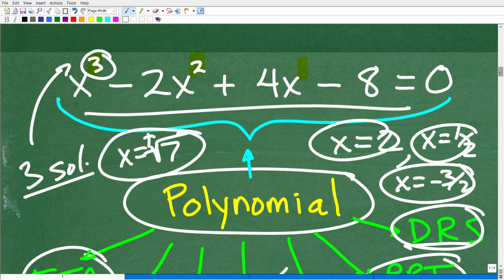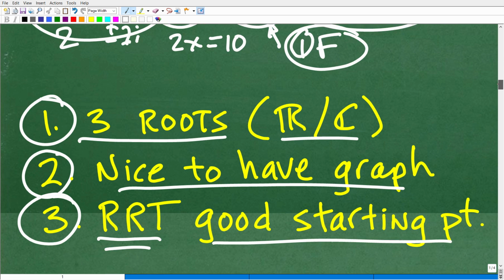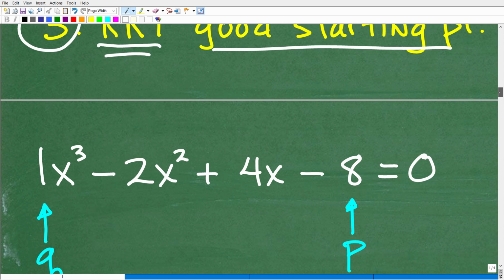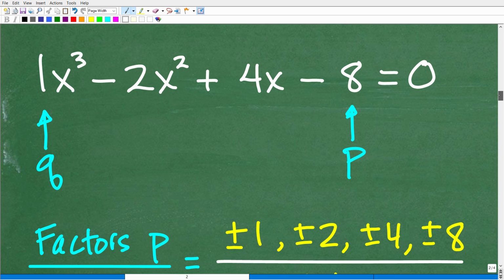So the rational root theorem is a way for us to list out all the possible rational roots that this equation may have. May, I have to stress this, may have. We don't know if it has rational roots, but if it does, it's going to be part of this list that we're going to construct. So let's go ahead and get into this right now.